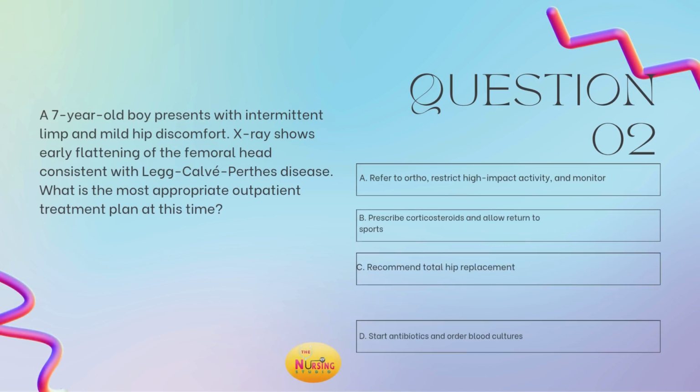All right, question number 2. A 7-year-old boy presents with intermittent limp and mild hip discomfort.